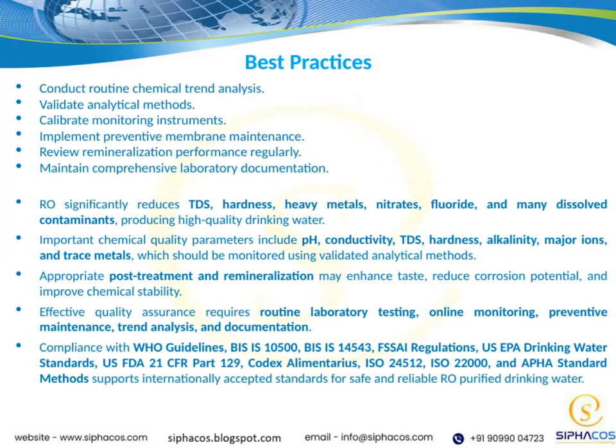Reverse osmosis, or RO, is a powerful process that cuts down total dissolved solids, hardness, heavy metals, nitrates, fluoride, and many other contaminants. The result: high-quality drinking water that's safe and reliable. But to keep it that way, we need to monitor key chemical parameters, things like pH, conductivity, hardness, and trace metals, using validated methods. Post-treatment steps like remineralization help improve taste and stability. Quality assurance means routine testing, online monitoring, maintenance, and careful record-keeping. Following international standards ensures the water meets the highest safety benchmarks.